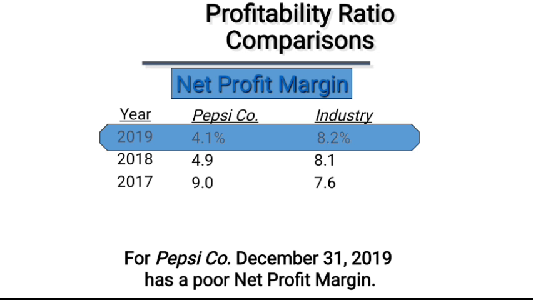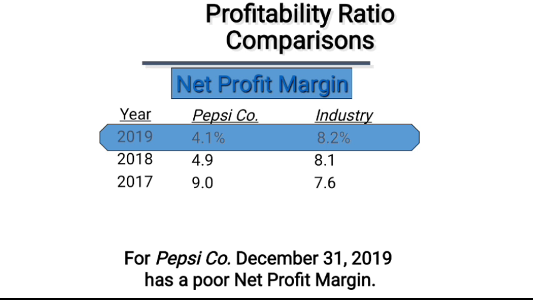Let us have a comparative analysis of net profit margin of Pepsi over the three years 2017 to 2019, and then compare Pepsi with the industry. Net profit margin was 9% in 2017, 4.9% in 2018, and 4.1% in 2019. The industry was 7.6%, 8.1%, and 8.2%. So the industry was improving, but Pepsi was going downward.